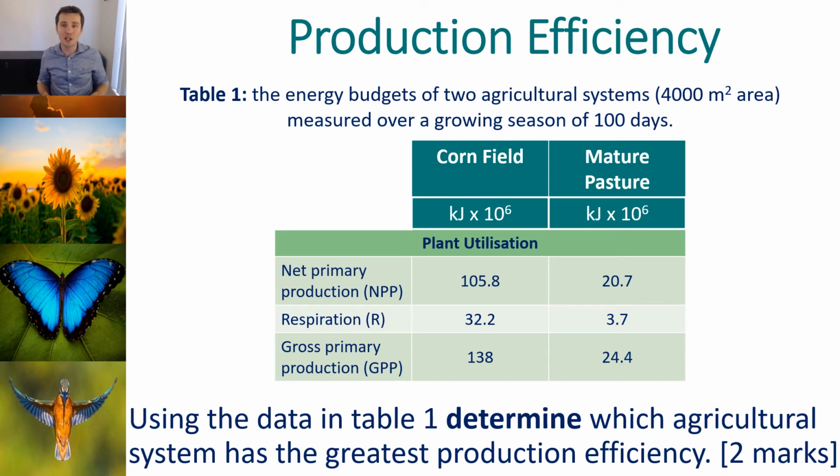So the energy budgets of 2 agricultural systems, 4,000 meters squared, measured over a growing season of 100 days. I want you to use this data in table 1 to determine which agricultural system has the greatest production efficiency. I'm going to give you 2 marks for this one. Have a go, pause the video, I'll go through an answer now.